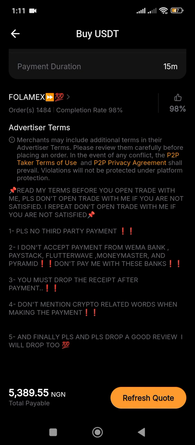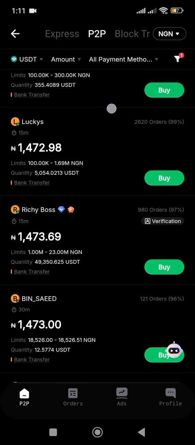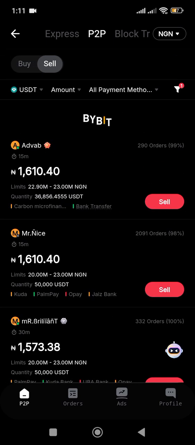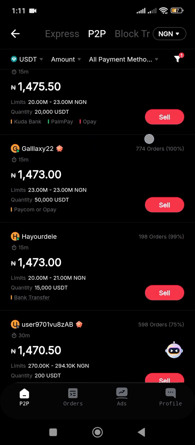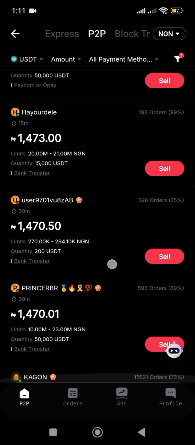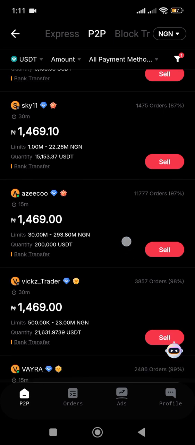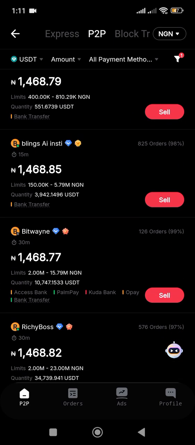So this is the way to do P2P trading. This one is for buying, like when you want to buy. Now when you want to sell, it's just the same process. You just click on sell and then look for the one that you want to trade with. You can see many adverts, many people placed their adverts. So you can look for the person you want to trade with, and then click on the person's advert.